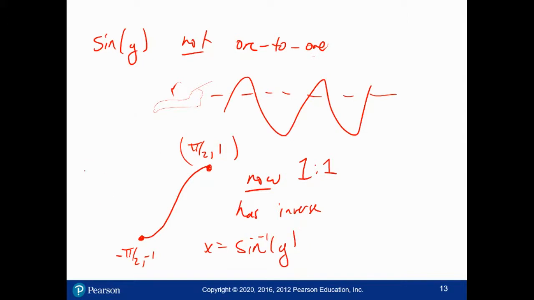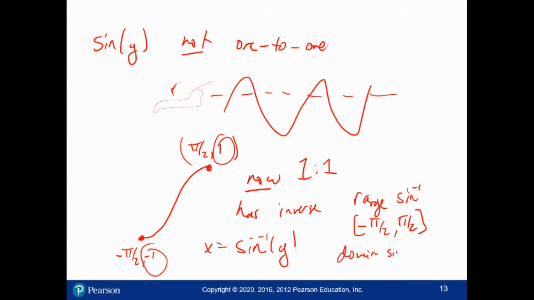So this restricted function has domain from -π/2 to π/2, which means the range of arcsine is from -π/2 to π/2. And the domain of the inverse function will be the range of the original, and the restricted sine function goes from -1 to 1. So the domain of arcsine is -1 to 1.